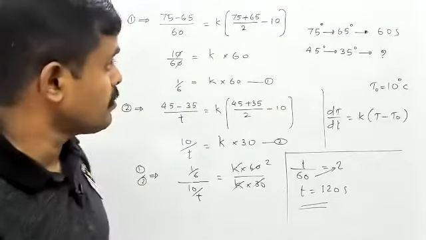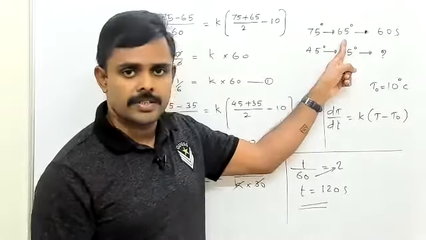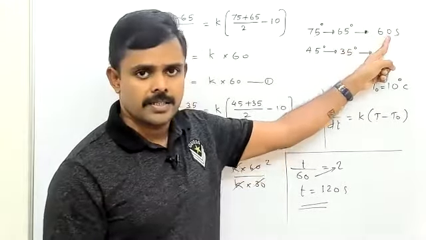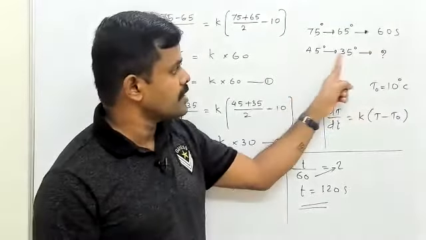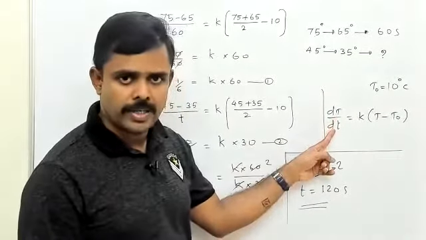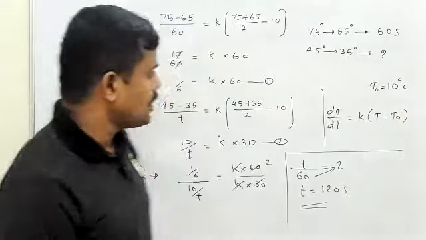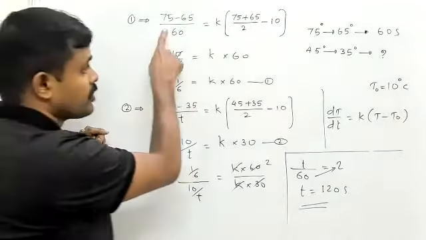I'll quickly repeat this one more time. The question is this: a drop from 75 degrees Celsius to 65 degrees Celsius takes 60 seconds. How long will it take for 45 degrees Celsius to 35 degrees Celsius? So we have the equation here, dθ by dt. This is Newton's law of cooling equation, K into (T minus T0). And you use this equation for the first case.